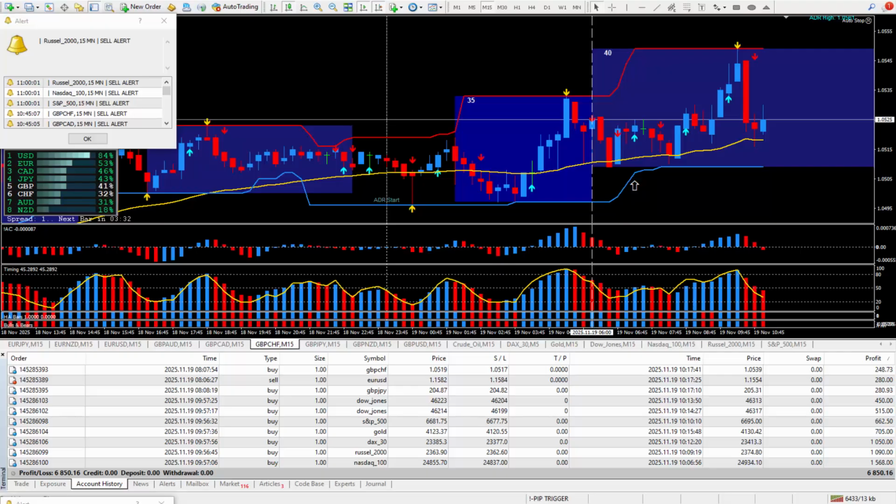Today's date is November the 19th, and I'm using my new PIP trigger trading system. Now this system has the PIP trigger, that's this lower channel, upper channel, along with the gold arrows. And the concept is quite easy. You see a gold arrow and a blue arrow, you can buy. Gold arrow, then red arrow, then you're selling.